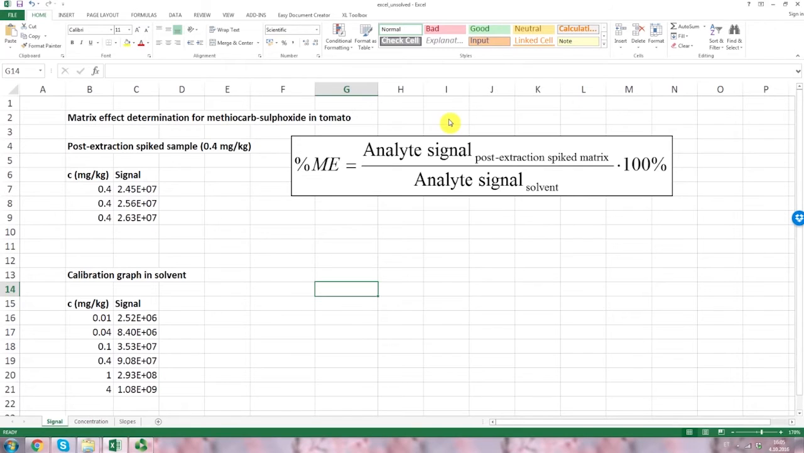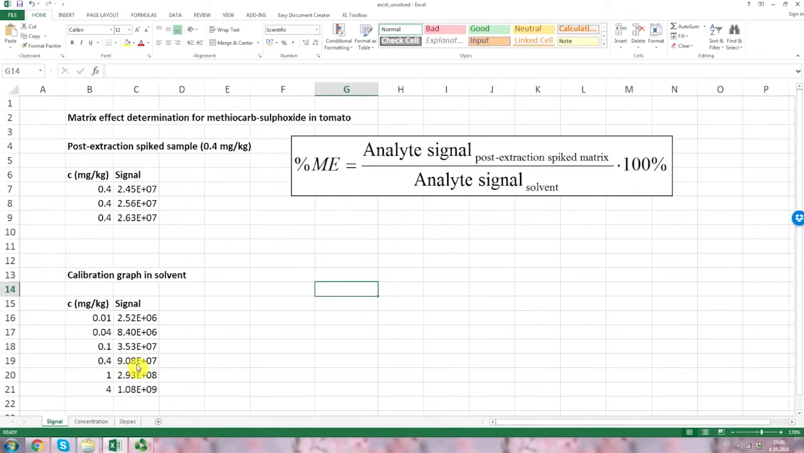So here for methiocarb sulfoxide analysis in tomato matrix, we have two types of data. We have the post-extraction spiked results for methiocarb at 0.4 milligrams per kilogram concentration level. There have been 3 measurements and the peak areas, so-called signals, for the analyte have been recorded. Also, the analyst has carried out the calibration graph in solvent containing 6 data points. One of them is also at the same concentration level as was done the spiking.